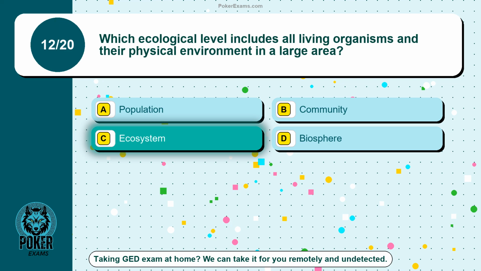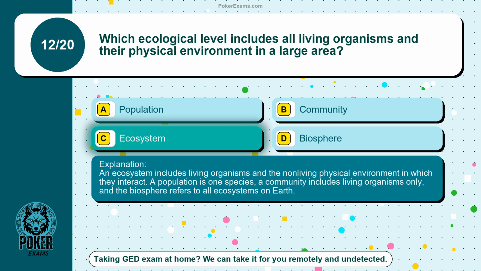The correct answer is option C. Ecosystem. An ecosystem includes living organisms and the non-living physical environment in which they interact. A population is one species, a community includes living organisms only, and the biosphere refers to all ecosystems on Earth.